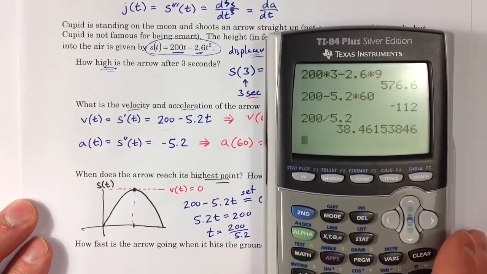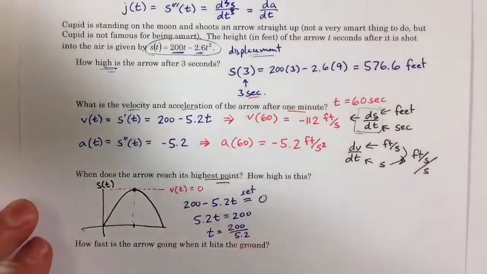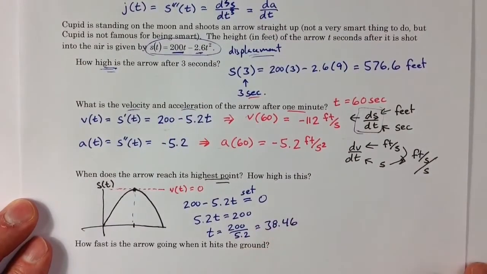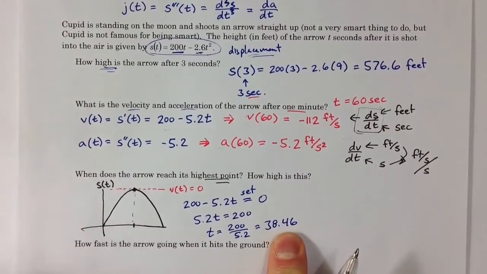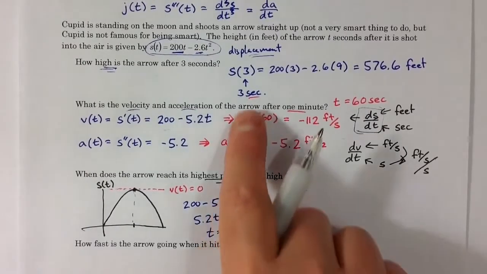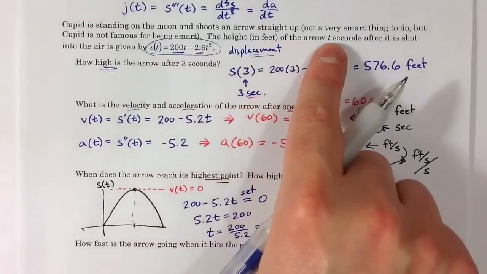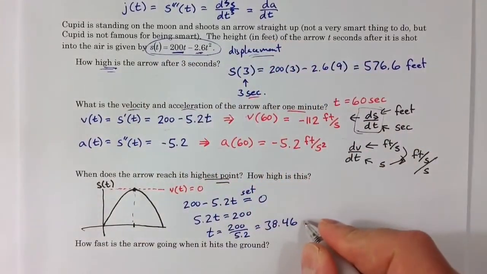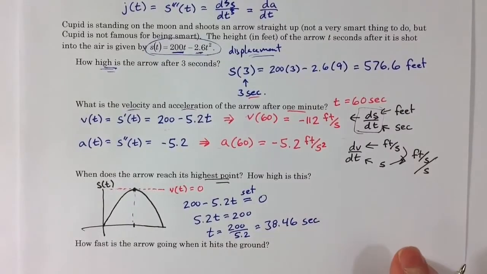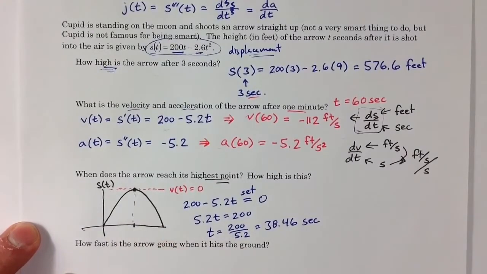Looks like we end up with 38.46 and some change. Again, with this applied situation, let's think about the units. 38.46 is a value for t, and the units for t is seconds. So this represents the number of seconds that the arrow is in the air, or whatever is up there on the moon, the number of seconds that it takes the arrow to reach that highest point. So that answers the first question, the when question.